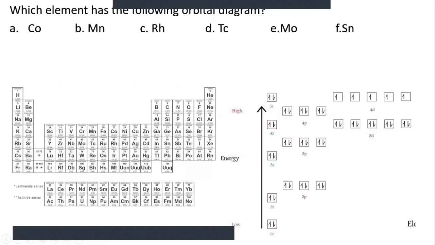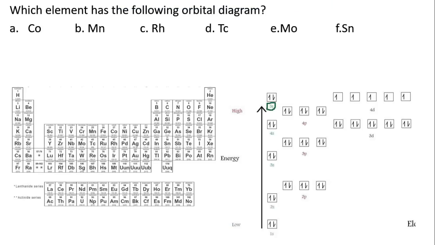So we have this orbital diagram. We want to know which element has the following orbital diagram. Whenever you're given an orbital diagram, the first thing you want to look at is the last filled, the highest energy orbital filled. And that is, you see here, the 5s. So this tells us we're going to be on the fifth row. So we go 1, 2, 3, 4, 5. So we're on the fifth row.